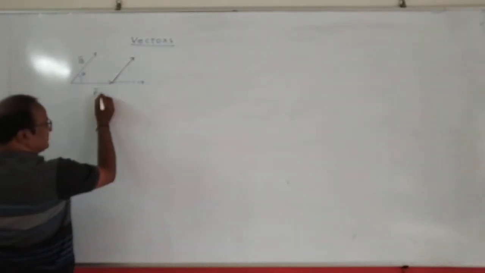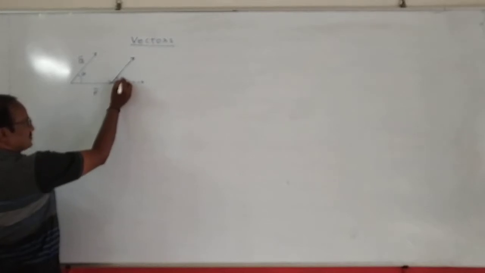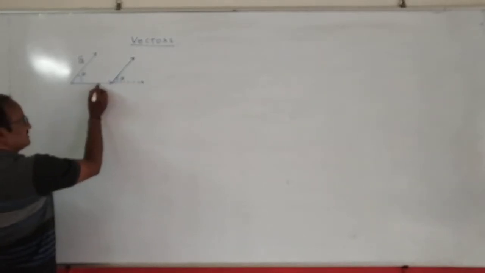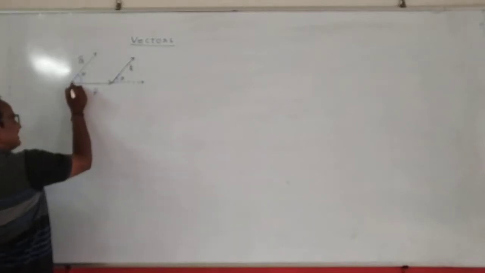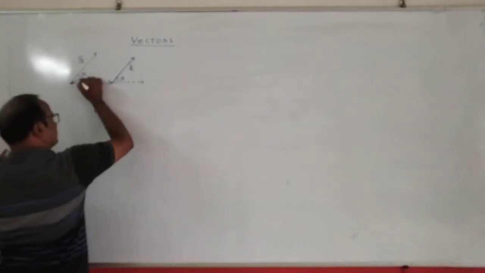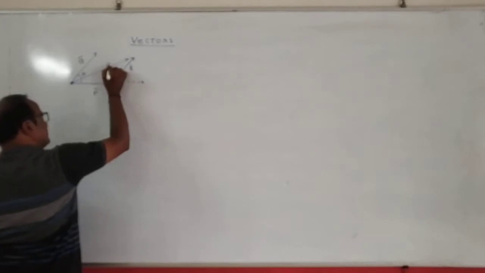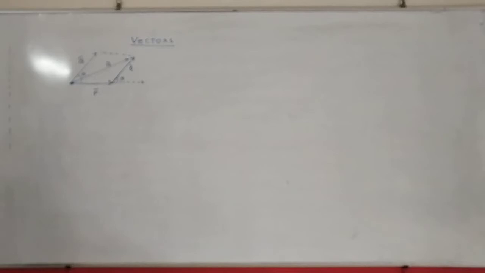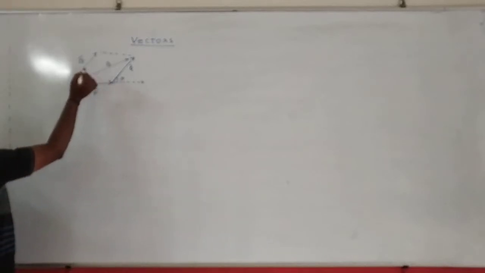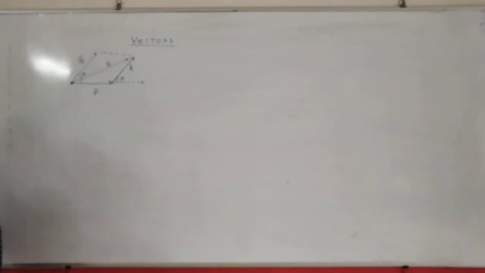This is the first vector, and the angle between them is also theta. It is the first vector, and this is the second vector, Q bar. Now the tail of the second vector is joined with the head of the first vector. This gives the resultant R bar, and this becomes a parallelogram. That means R bar is the resultant of P bar and Q bar.